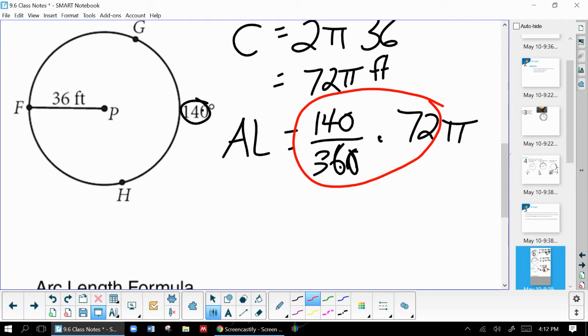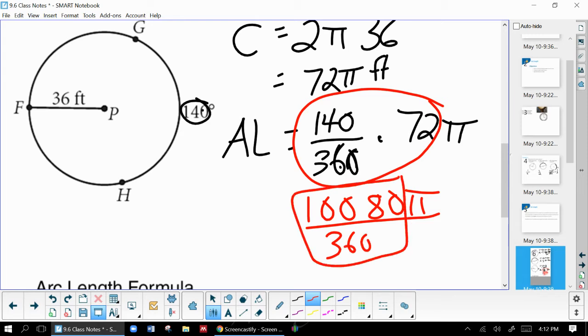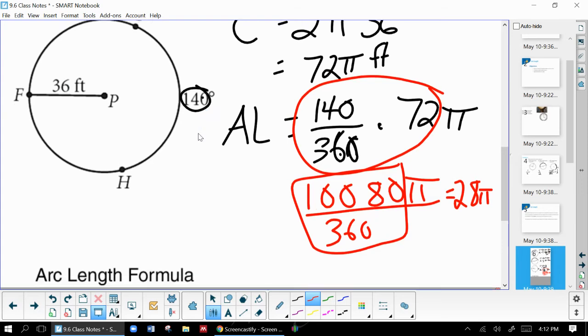And this one does turn out to be nice. If I take 140 on the top times 72 and then divide it by 360, I do come out with a nice number. I get 10,080 pi on the top divided by 360. And if we just simplify the fraction part, we end up with 28 pi. And that is in feet, but I don't have room to write the feet, so we're just going to pretend I write the feet. That won't always come out that nice, and you'll see an example in just a little bit here of how we might deal with that when it doesn't come out so nice.